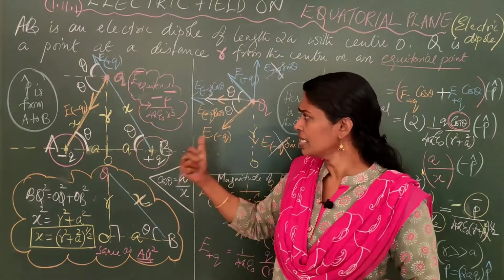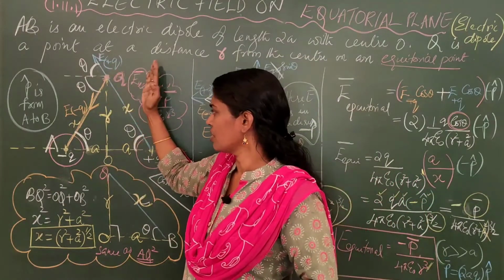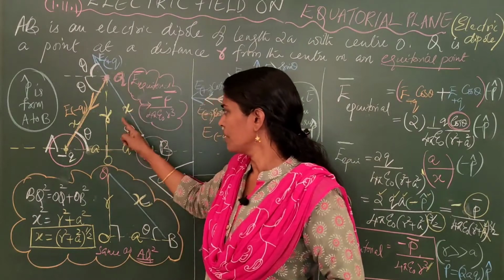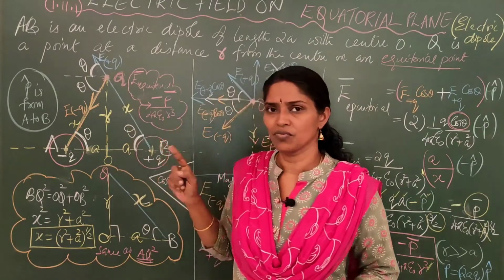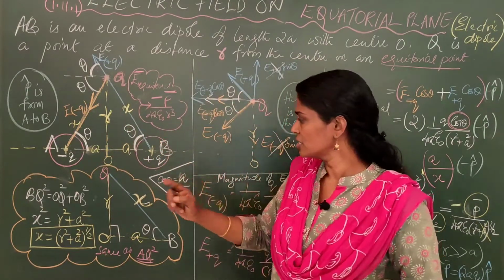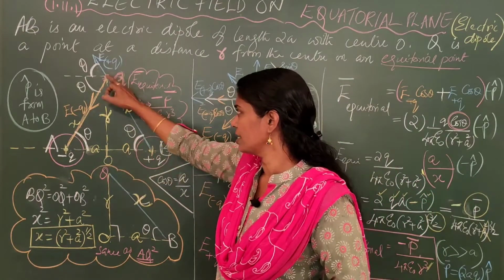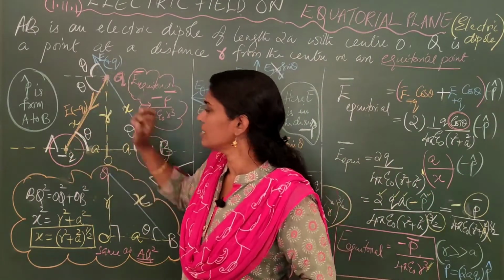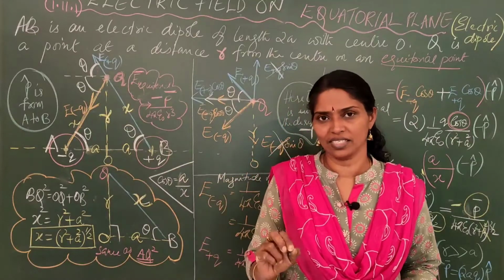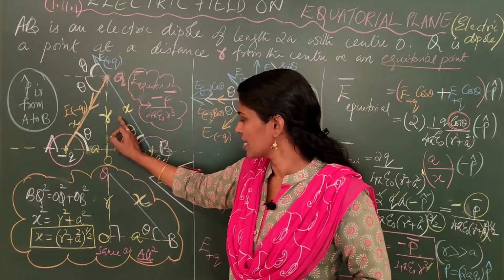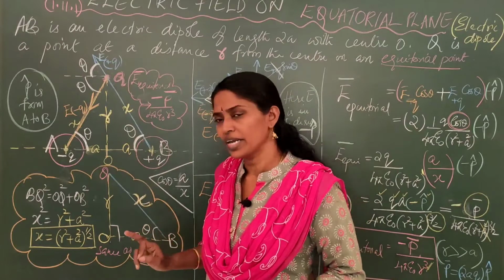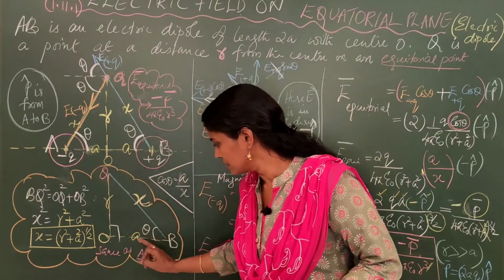Before we resolve it, let me say one more thing. From this you need the value of x. Why? What is x? The distance between the charge plus q and the test charge, and minus q and the test charge, are the same, that is x. So we can apply in this triangle, the same triangle redrawn here: this is r, this is x, this is a.